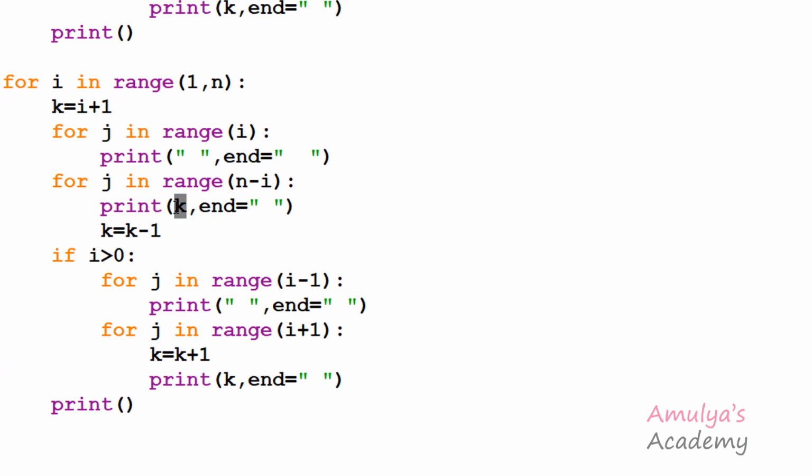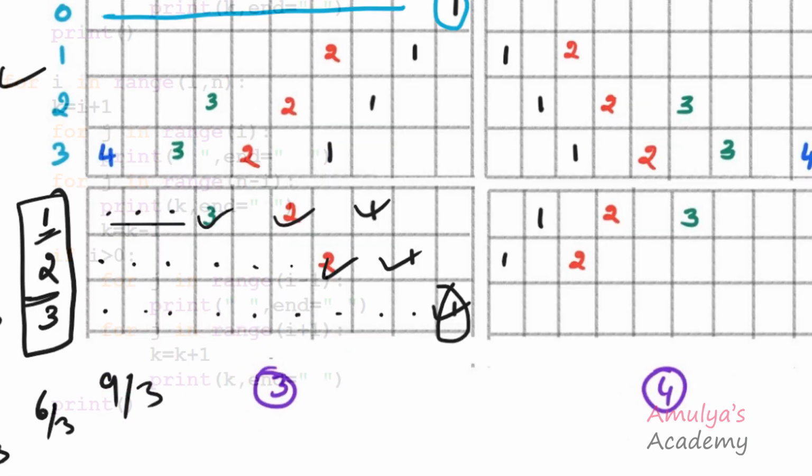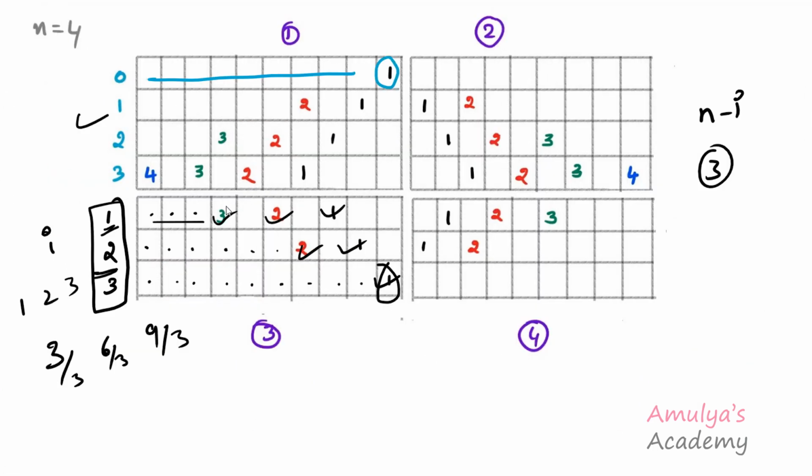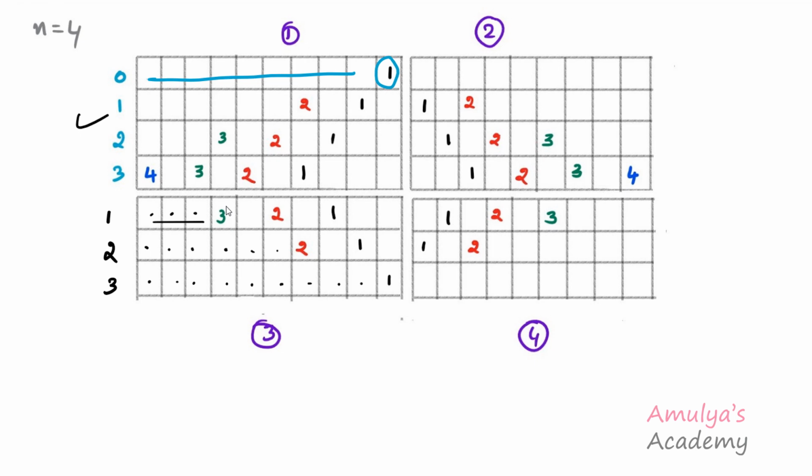So we want to print the k value, right? Let's see which value we want to print in each row. So first we want to print 3, next 2, next 1. First here we want to print 2, next 1. Here first we want to print 1. When i value is 1, we want to print 3 first. So I'll take k equal to n minus i. I initialize k as n minus i. So when i equals 1, first we'll get 3. When i equals 2, we'll get 2. When i equals 3, we'll get 1.